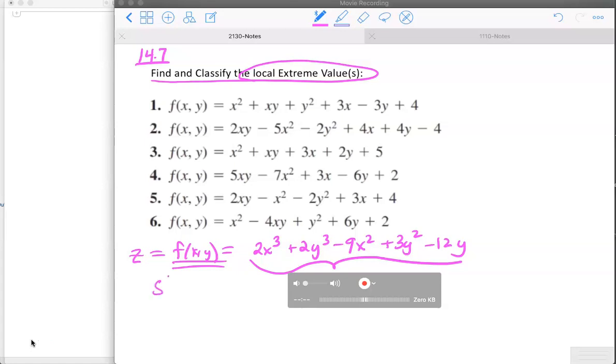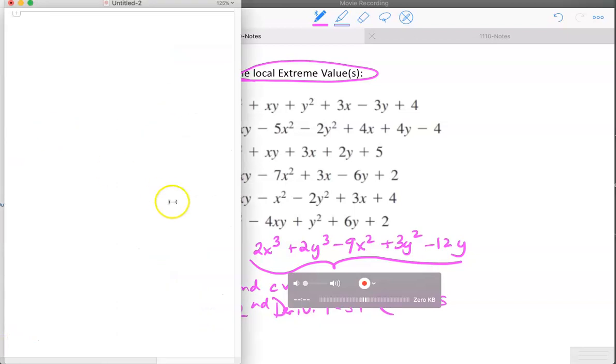And we know that to find the local extreme values, it comes down to two different steps. You need to first find the critical values. And then step 2, we need to do the second derivative test at all these critical values, however many of them there are. Okay, so let's go ahead and do the first step first.